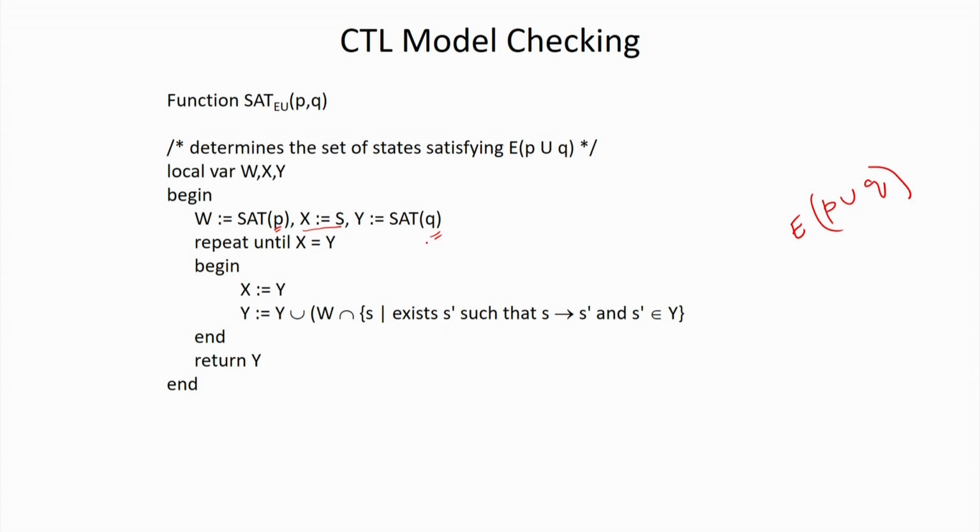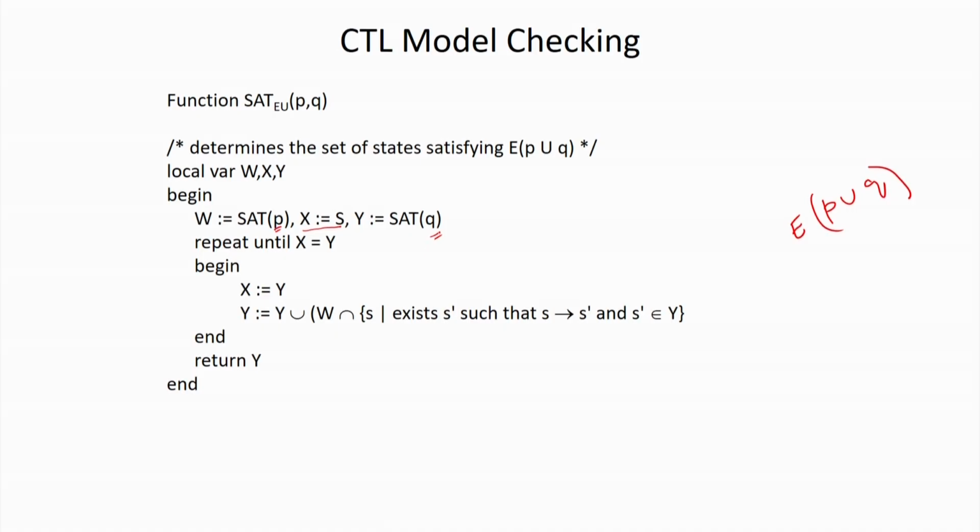Now, we know that where Q is true, then E P until Q is true, according to our notion of time, where we say that present or future includes the present behavior also. So, wherever Q is true, then E P until Q is true. So, that is why this is the initial set of states where E P until Q is true. Now, x equals y, now we are retaining the previous set of states. Here, this is the operation that we generally perform, which we have already discussed in our model checking algorithm.